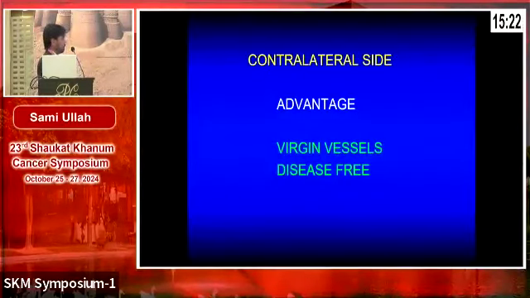So contralateral neck is one of the options that you can go for in vessel-depleted necks. It has certain advantages. The majority of the time, the ipsilateral neck is the side which is affected by the disease. So the contralateral side is literally untouched, and there are good virgin vessels that you can find to plug your vessels into.